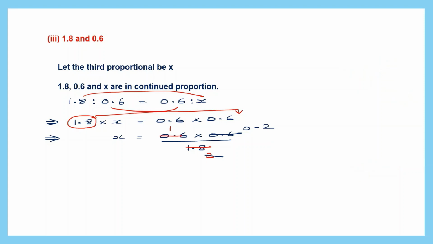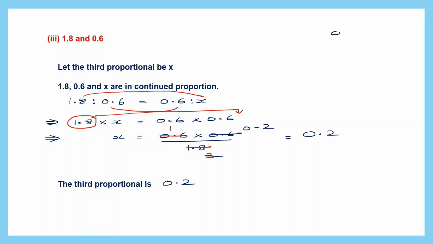So when you multiply the numerators, 1 into 0.2, you get 0.2, and the denominator is 1. So the value of x is 0.2, and our third proportional is 0.2. Now, if you are finding this multiplication and division difficult, let me show you another simpler way of doing it.